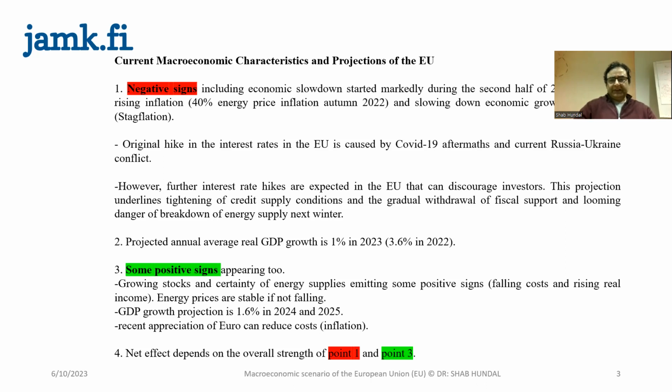For this year, according to the European Central Bank, the GDP forecast is only 1%. It was 3.6% last year, but of course it didn't achieve 3.6%. But for the current financial year, the GDP forecast for 2023 is 1%.